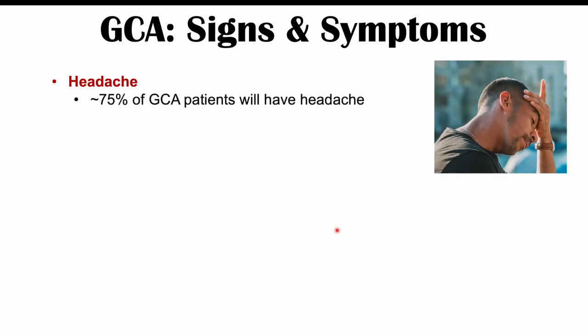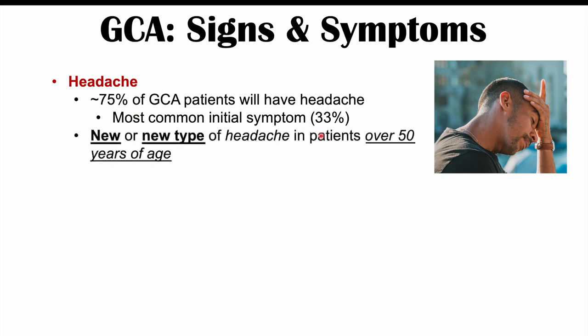Now, this is actually so common that roughly 75% of giant cell arteritis patients will have a headache. This is going to be the most common initial symptom in 33% of cases. What's important to take away here is that it is going to be a new type of headache in patients over the age of 50. Again, the incidence of this condition starts to increase after the age of 50. If a patient starts to have a new type of headache, a headache they've never had their whole life, that's going to be a red flag for a potential issue. Any new headache that occurs after the age of 50 is often going to be a red flag, but in this case, for giant cell arteritis, this is what we want to look for.